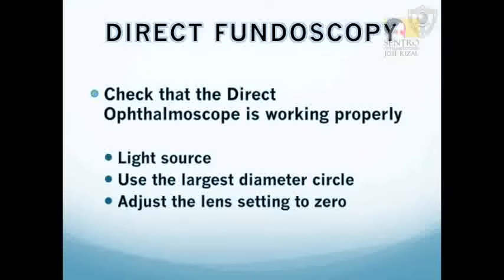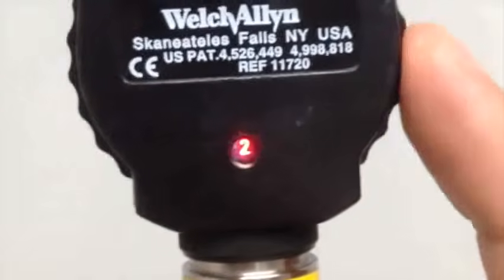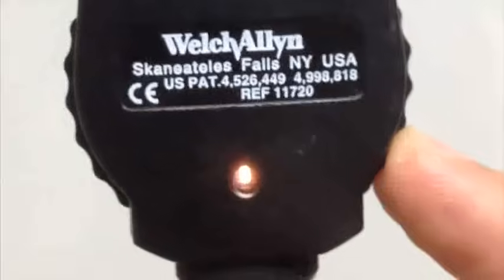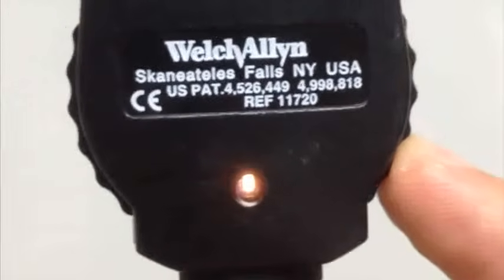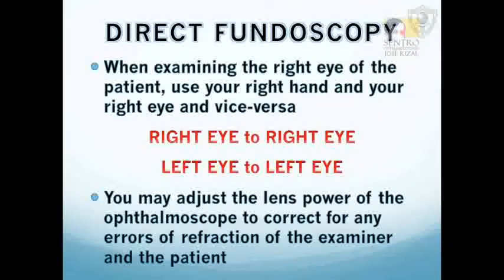In doing direct fundoscopy, it is important to first check if your ophthalmoscope is working properly. Check the light source. Use the largest diameter circle, and adjust the lens setting to 0. When examining the right eye of the patient, use your right hand and your right eye, and vice versa.